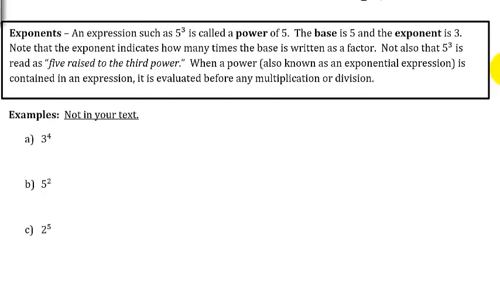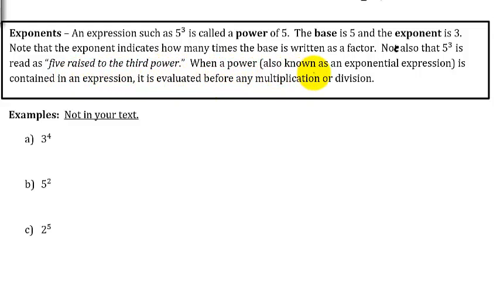Next, we're going to talk about exponents. So an expression such as 5 raised to the third is called a power of 5. The base is 5 and the exponent is 3. So the exponent is your 3 and the base is the 5 here. Note that the exponent indicates how many times the base is written as a factor. Note also that 5 to the third is read as 5 raised to the third power.